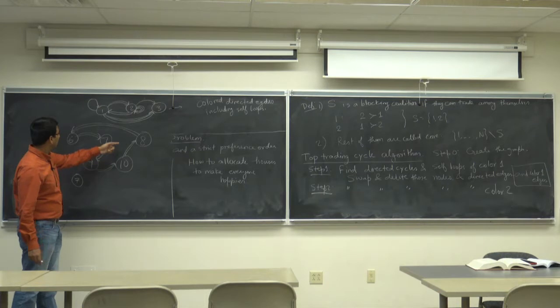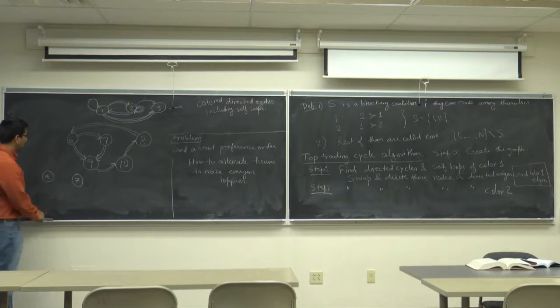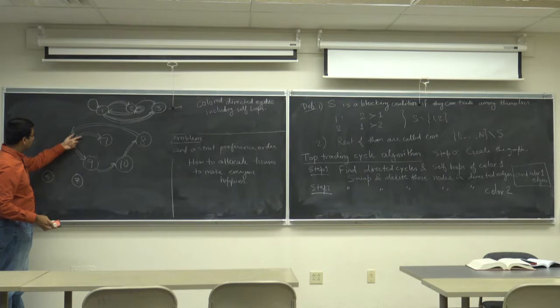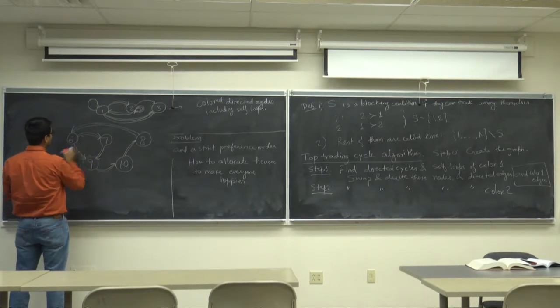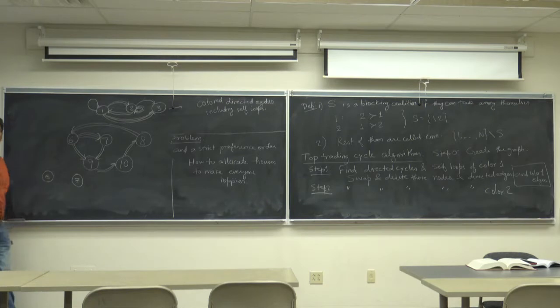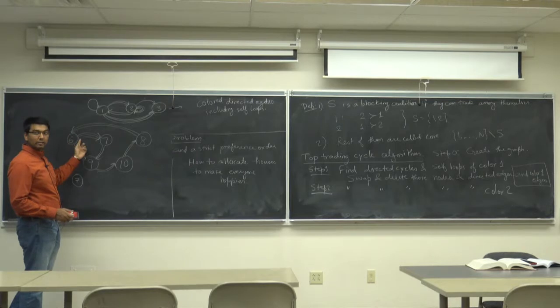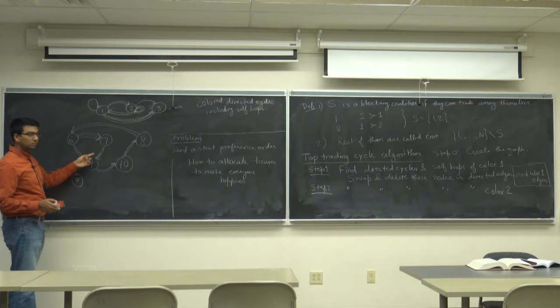Six, 9, 10, and 8. So you can't have two preferences. Okay. But then 6 and 7 will have a color 3 connection, right? Yeah, then it's not a cycle. Yeah, correct. So they will swap among themselves.